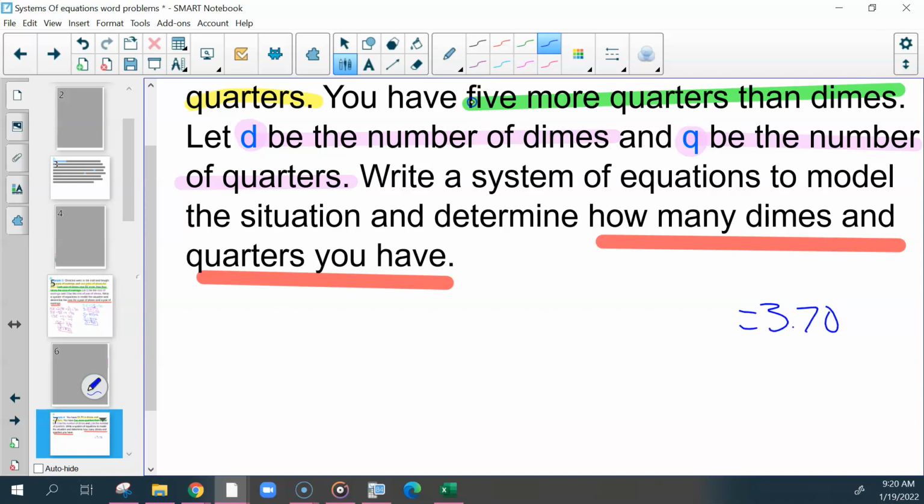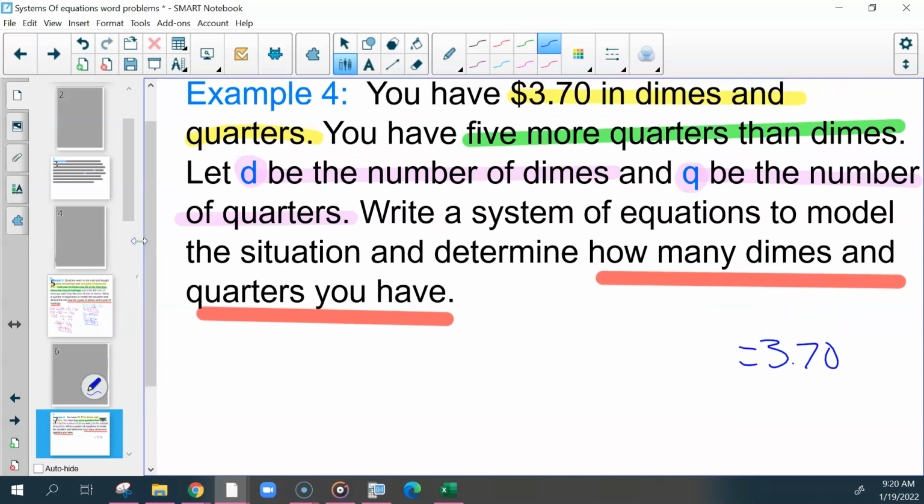Yes and no. If I have just D plus Q, D and Q represent the number of dimes and the number of quarters. So the amount would it be 0.1 D plus 0.25 Q?